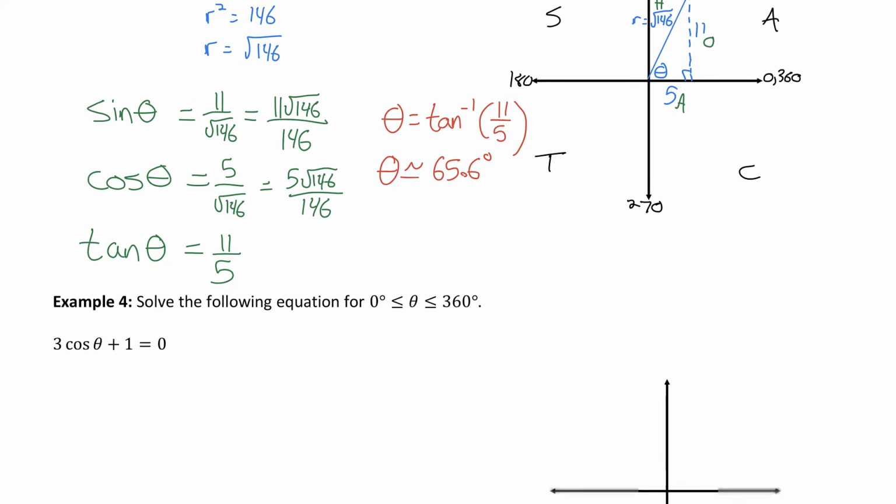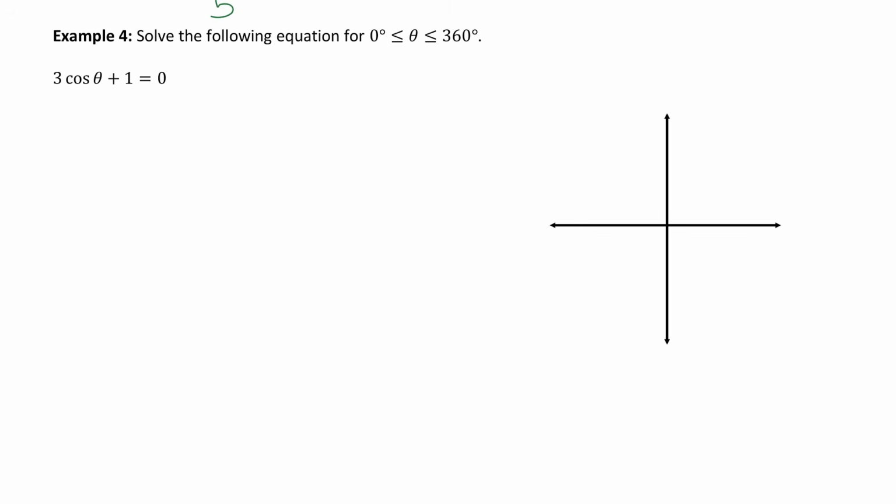Let's do one more question in this lesson. It says, solve the following equation. 3 cos theta plus 1 equals 0, and only find the answers between 0 and 360. Let me start by isolating the cos theta in the equation by moving the 1 and 3 to the other side, which would give me cos theta equals -1/3.